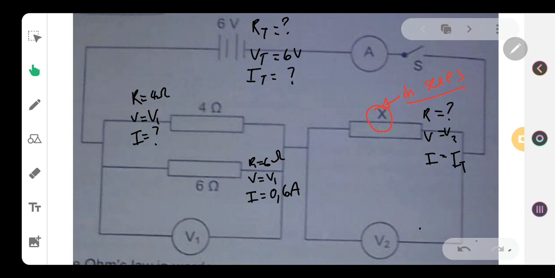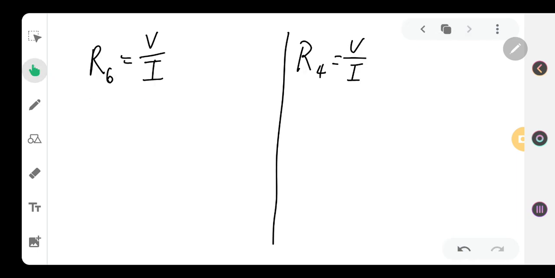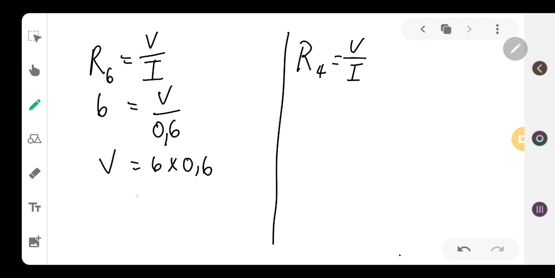So you're going to say for the 6 ohm resistor, the resistance is 6 ohms. The potential difference is what you're trying to calculate, and the current is 0.6 ampere. All right. So that means your potential difference is 6 times 0.6. And I don't have my calculator on me, so I can't give you the answer there. But this value is the same for the 4 ohm resistor, because these 2 resistors are in parallel. Potential difference is the same through each branch in a parallel circuit.